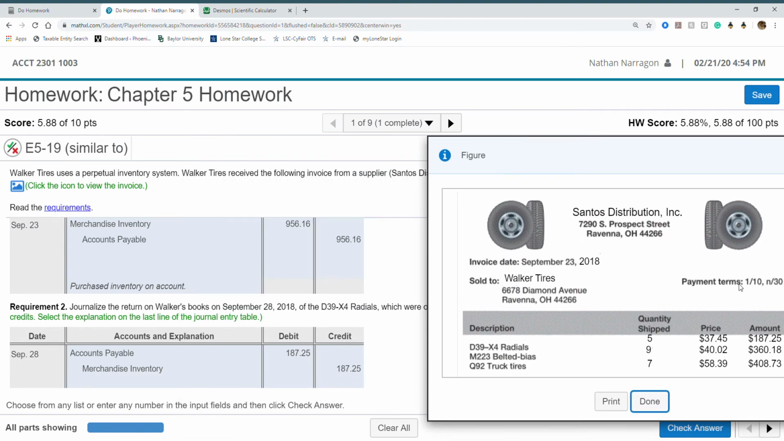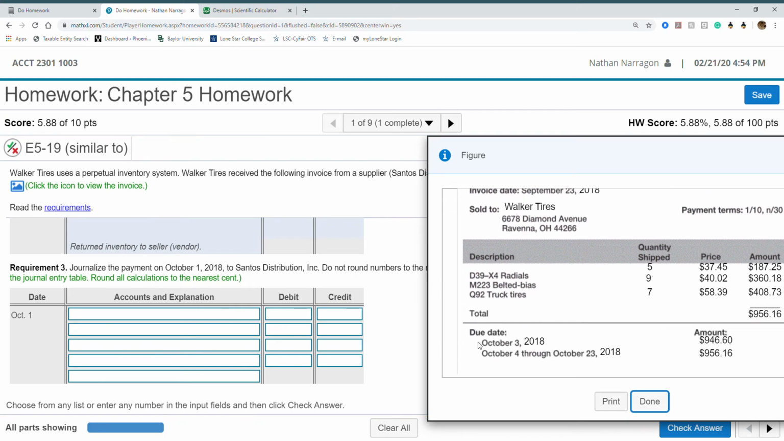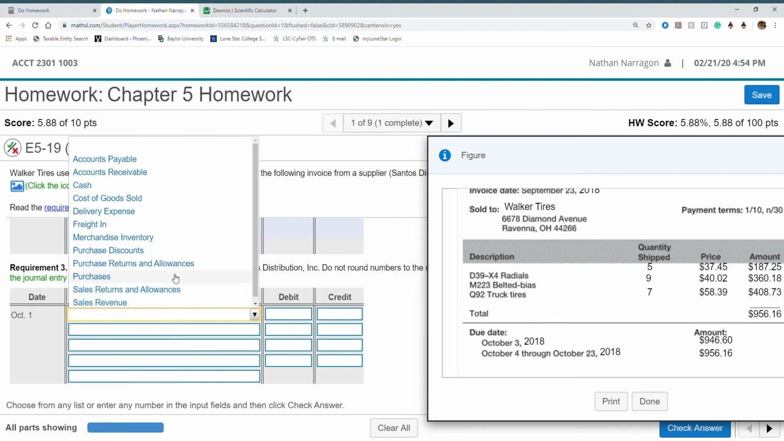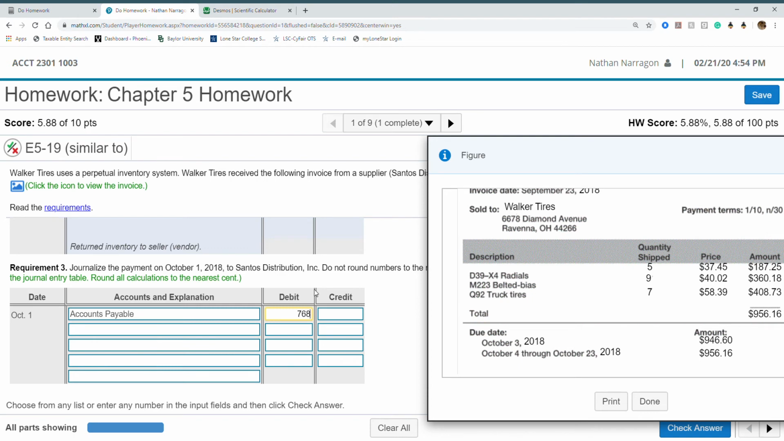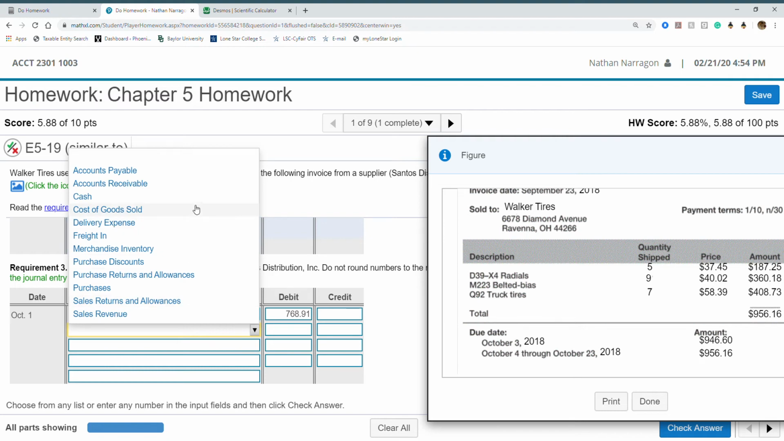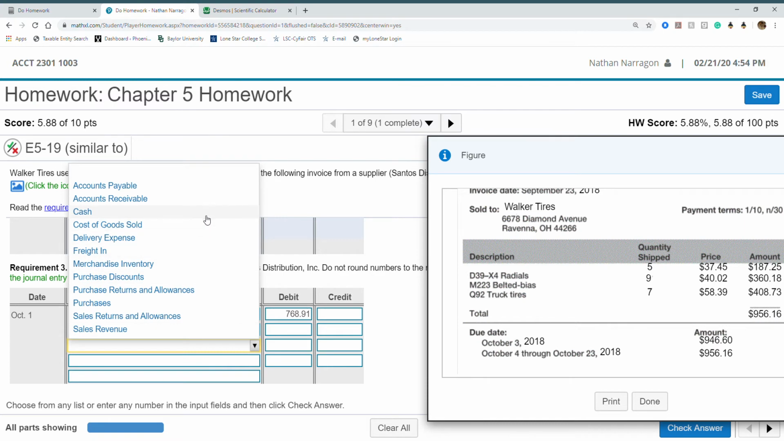So again, let's go check out the discount, which happens to be credit terms 1% discount, 10 days, which we know they're within the discount period because even here tells us the discount due date. So, first thing that we have is, of course, accounts payable. It's going to be debited for the amount that we've calculated, 768.91, because that's the amount that they owe still.